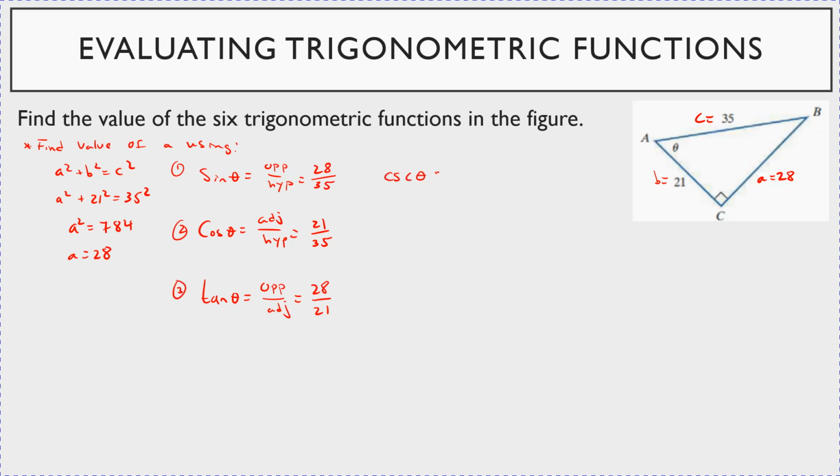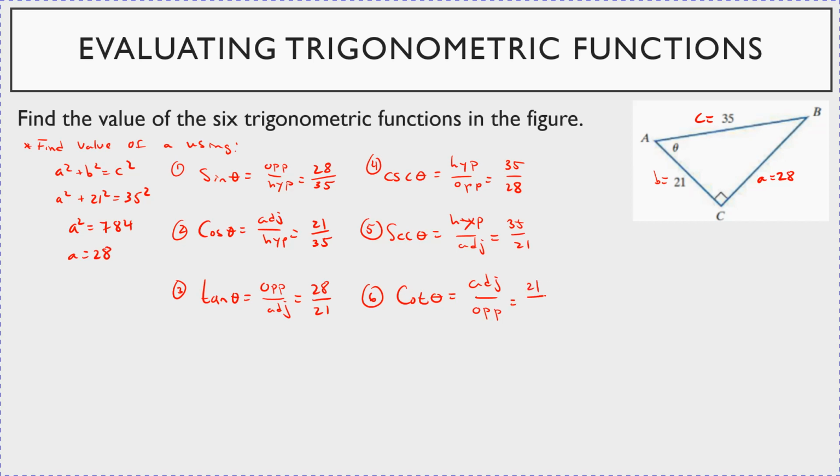Cosecant of theta is equal to the hypotenuse over the opposite side, which is just 35 over 28. Again, you can see it's just the reciprocal of this. Secant of theta, that is the hypotenuse over the adjacent side, which is 35 over 21, again, the reciprocal of cosine. And then cotangent of theta, that's just the adjacent over the opposite, which is just 21 over 28.